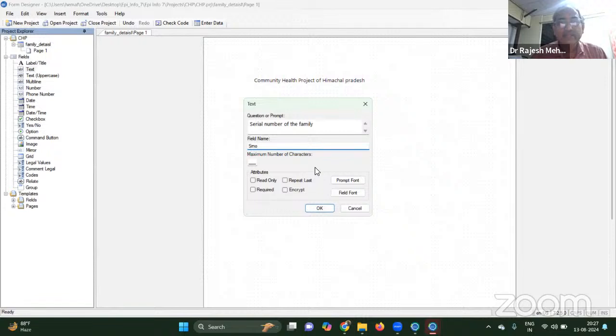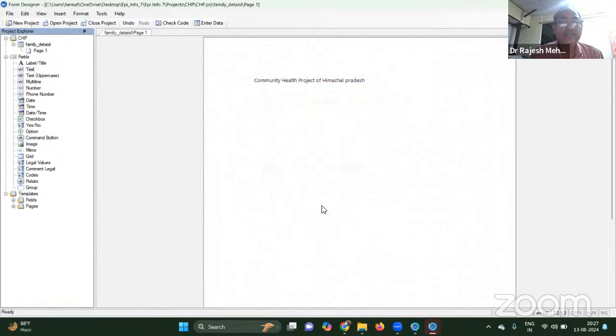And if you do not want to allow it to change, then you can say read only. You cannot then change it. You can see only. Required means you have to do it. There is no compulsory. Repeat last means if you have the name of a village, you can do the repeat last. It's okay. So this is a serial number of the family. Similarly, you can take date, checkbox, yes, legal values like this.